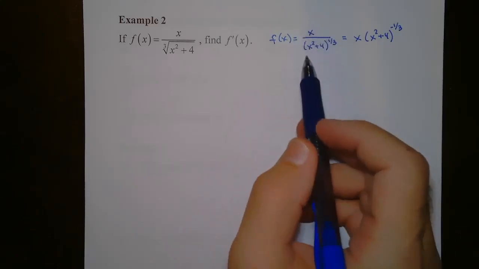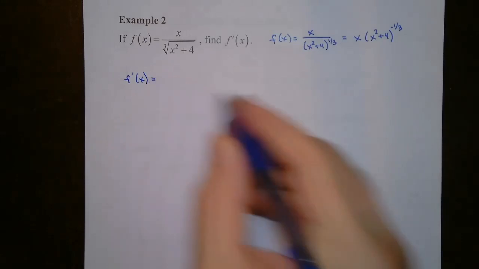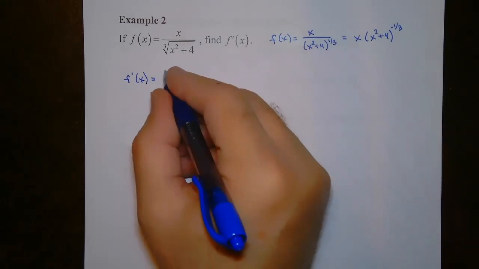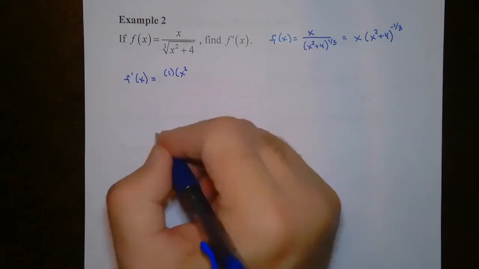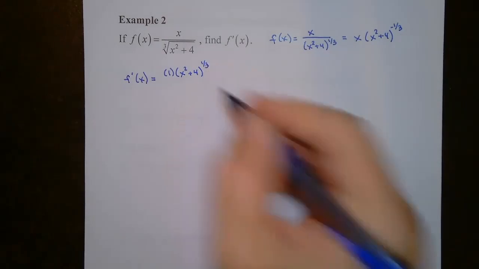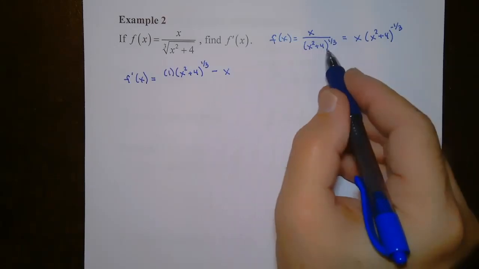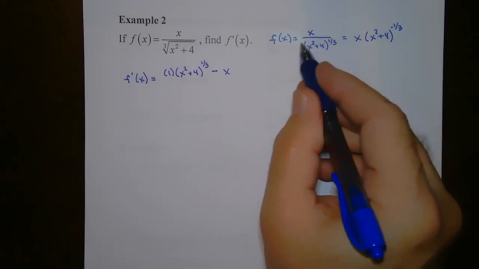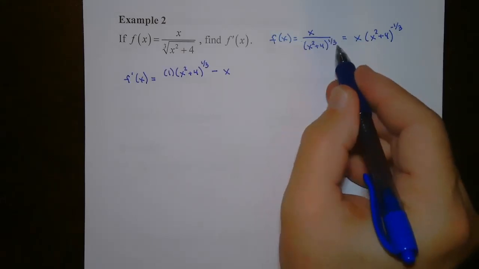So if I apply the quotient rule to this, f prime of x is equal to the derivative of the top, which is 1, times the denominator, which is x squared plus 4 raised to the 1/3 power, and then minus the top function, which is x. Now we have to multiply by the derivative of the denominator. This is a composition of two functions, so we have to apply the chain rule.